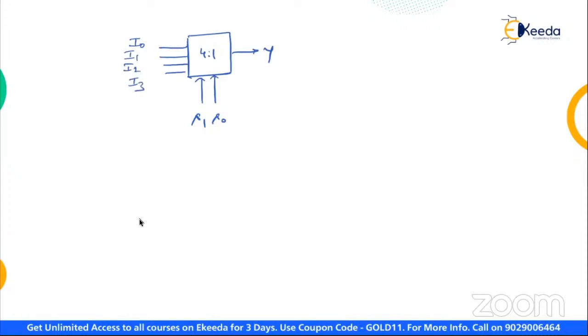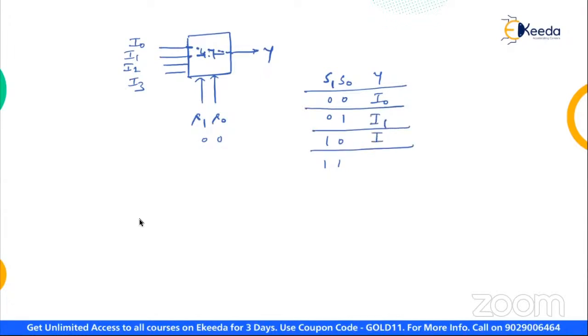And let us assume the inputs are I0, I1, I2, and I3. We know very well that when the select lines are 00, 01, 10, 11, the respective input gets routed to the output. For example, if S1, S0 happens to be 00, I0 gets connected at the output. So what is output Y? It is the same as I0. Same way for 01, what gets connected to Y is I1. For 10, you get I2. And of course, for 11, what you get is I3.